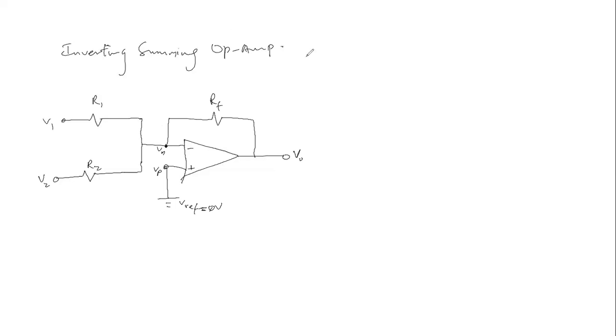And as always, we can equally invoke the assumptions that I sub P is equal to I sub N is equal to 0. No current flows through the terminals. And then the voltage constraint, V sub P is the same as V sub N. In this case, V sub P is grounded, so V sub P is the same as V sub N, which is equal to 0. Okay, perfect.